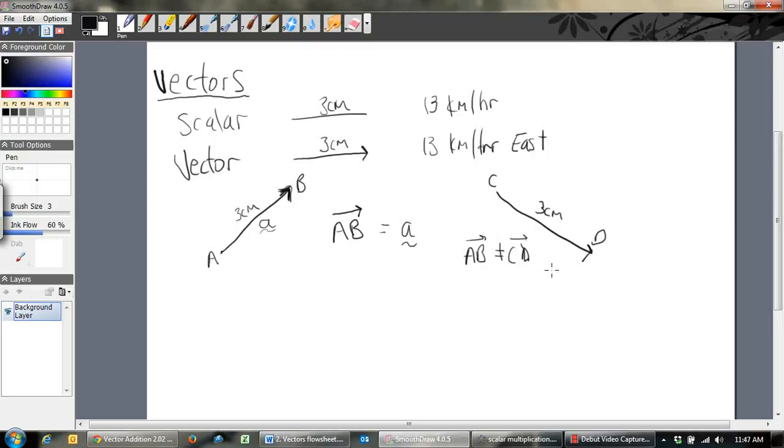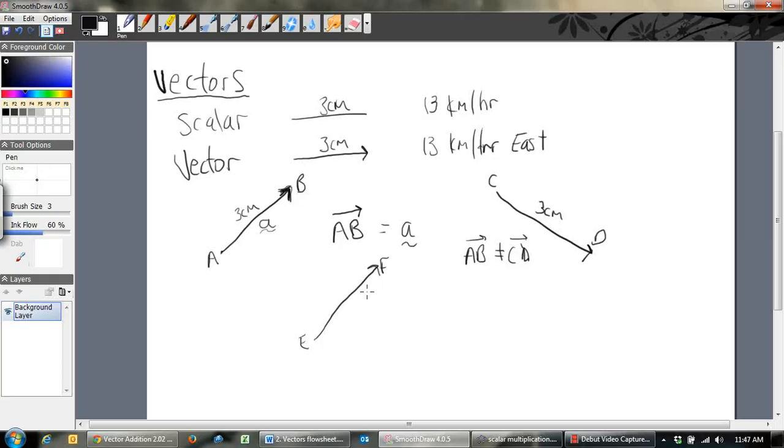And so that's really important. For vectors to be equal, they have to have both the same length and the same direction. Okay, let's just draw another one. We'll draw another one down here, and I'll try to make them look parallel. And what are we up to?